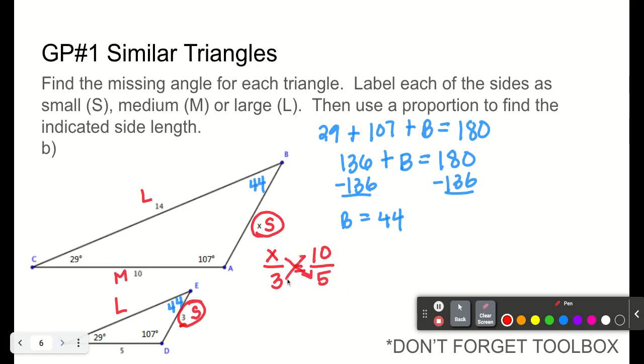We then cross multiply. We get 5 times X is equal to 3 times 10. 5X is equal to 30. We divide both sides by 5, giving us a measure of X is equal to 6.